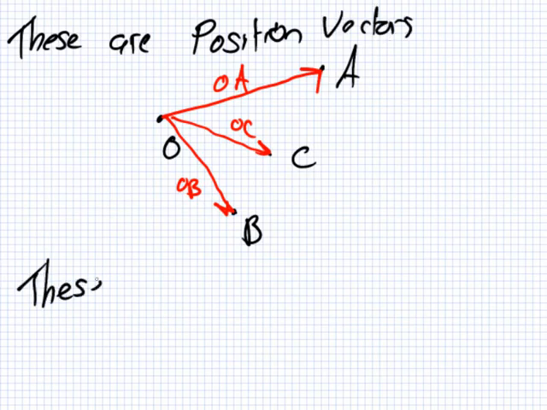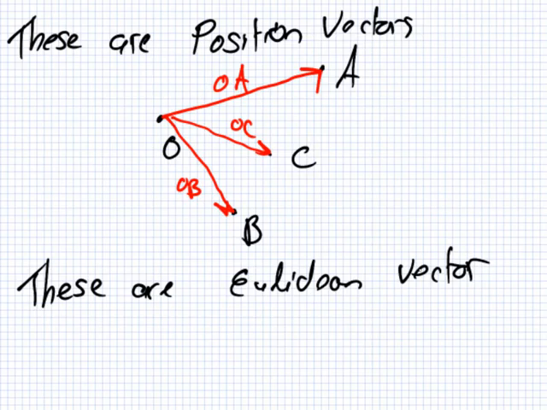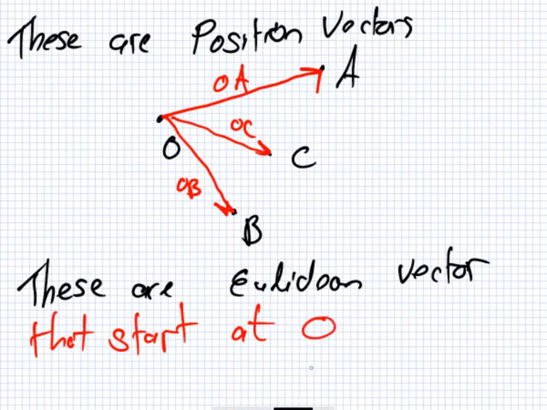These are Euclidean vectors that start at O. These are Euclidean vectors that start at O. That's the position vector. It's a Euclidean vector that starts at the origin.